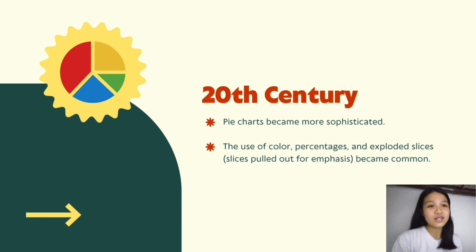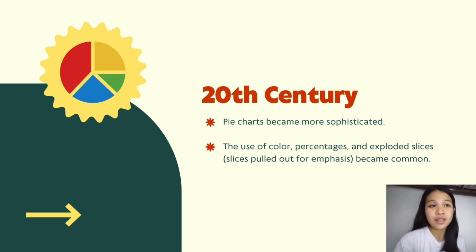In the 20th century, pie charts allowed researchers, businesses, and governments to convey information about various topics such as population demographics, economic distribution, and scientific data. They were used extensively in reports, presentations, and publications to help people grasp complex data at a glance.